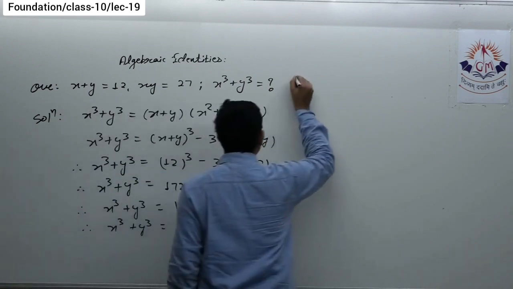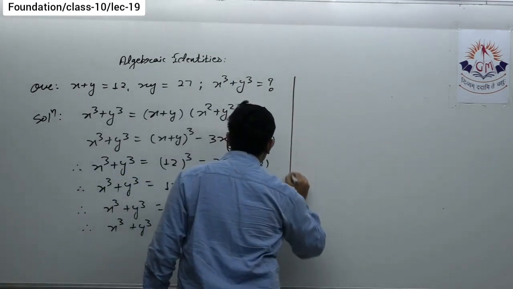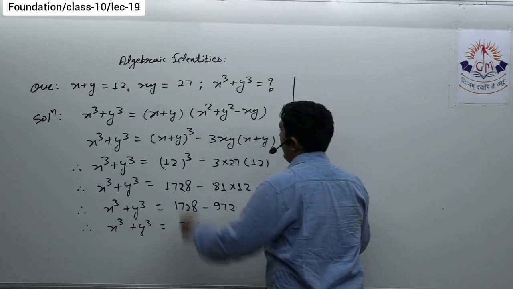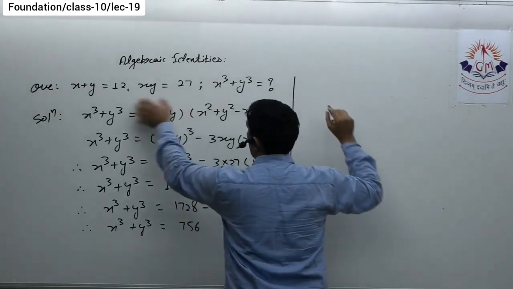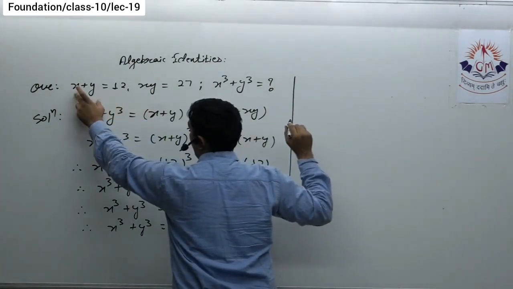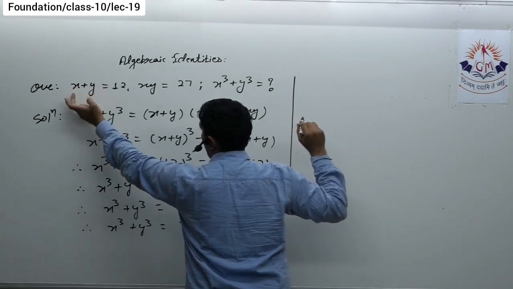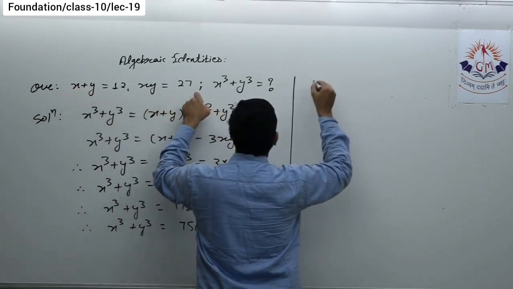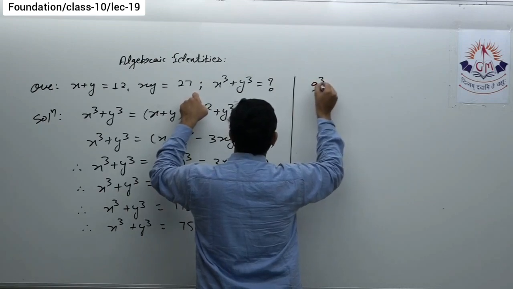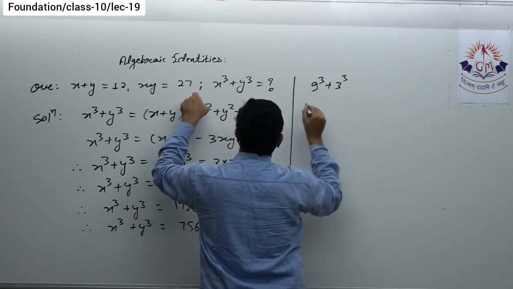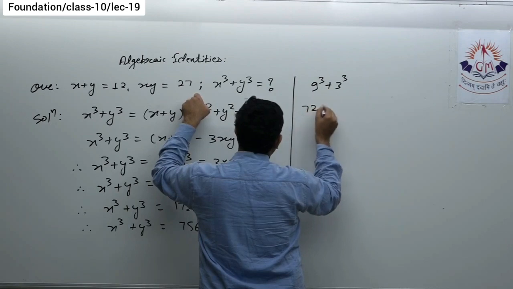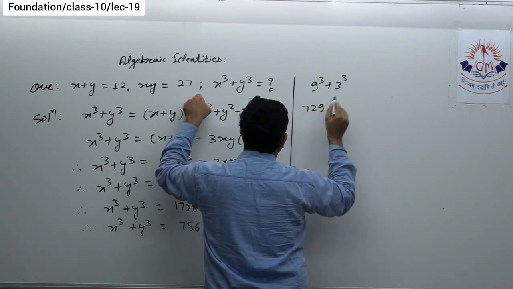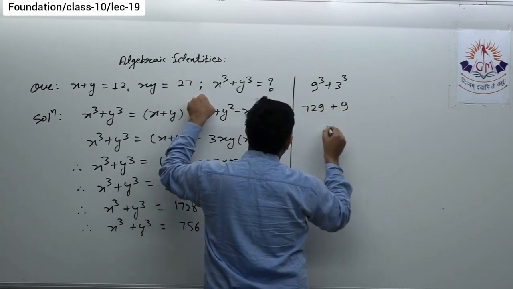And with the first method that we saw, we can verify our answer. See, here I took x equal to 9, y equal to 3, because x equal to 9 and y equal to 3 is satisfying the equation. So according to that, the answer should be 9 cube plus 3 cube. Now 9 cube is 729 and 3 cube is 9.